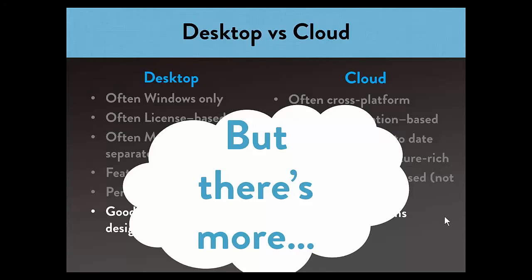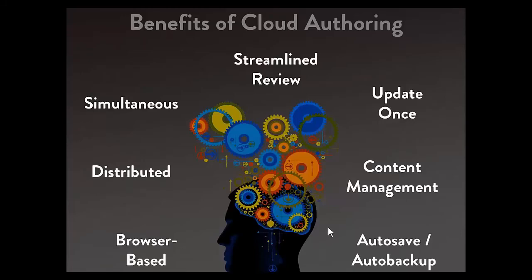So, yep, there's so much more, and what I'm going to do now on the next slide is talk about some of the benefits of cloud authoring in general as an introduction. We're going to spend the next 20 minutes going through each one of these, but as I mentioned before, with cloud-based authoring, you get controlled and streamlined review features. You get essentially update once. You get content management features, and you get auto save, auto backup. You have simultaneous distributed authoring. In other words, multiple authors working in the same course at the same time.